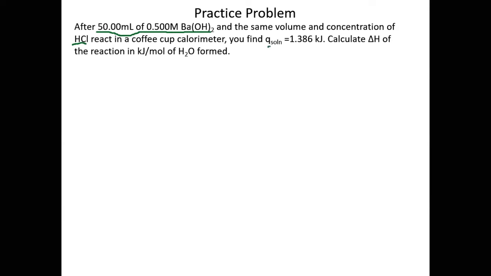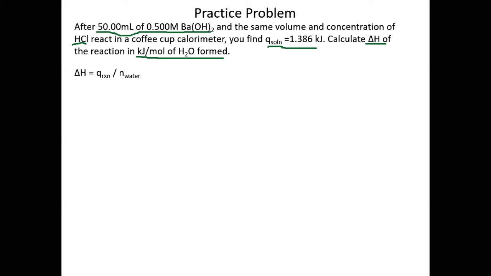You found that the Q of solution is 1.386 kilojoules. Calculate delta H for the reaction in kilojoules per mole of H2O formed. So what we're looking for is the delta H. And delta H, in this case, would be the Q of reaction divided by the moles of water. So we need to find the moles of water. We need to find the Q of reaction. What we're given is the information about each reactant, and the Q of solution.